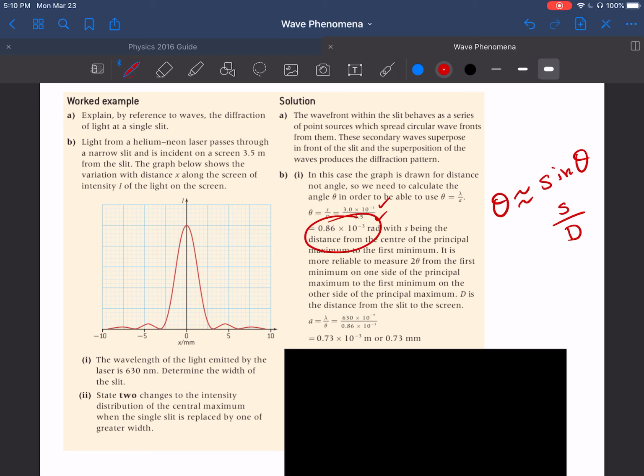With that value, we can then get the slit width by saying that theta is equal to lambda over b, and therefore if 0.86 times 10 to the negative 3 radians is our theta, then lambda is 630 times 10 to the negative 9 meters, and that gives us a value for the slit width of 0.73 times 10 to the negative 3 meters.